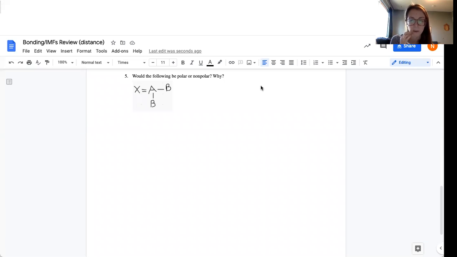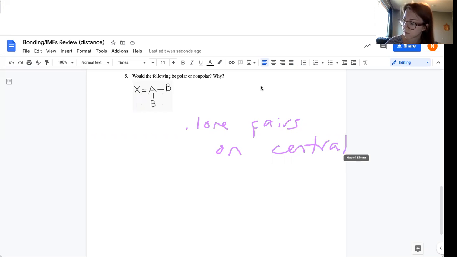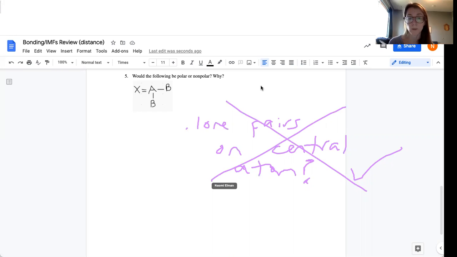Alrighty, when I look at a molecule to decide if it is polar or nonpolar, there are two things I'm looking for. Either one of them being true would make it polar. If there were lone pairs on the central atom, any number of lone pairs on the central atom, one, two, three, yes, it would be polar. This particular case doesn't have any lone pairs, so that doesn't help me for this particular problem.